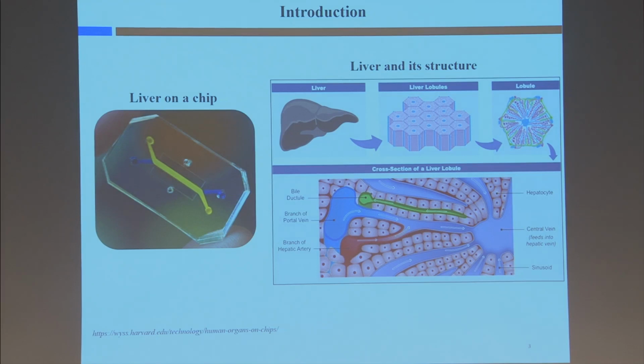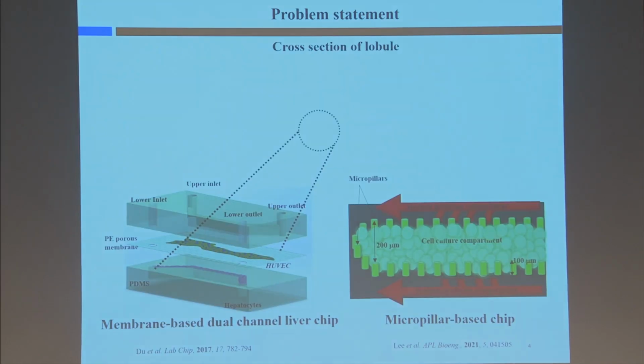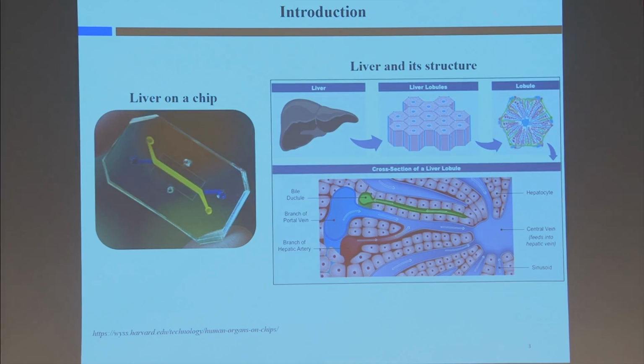Inspired by the organ-on-a-chip platform, liver-on-a-chip can be a better alternative to the animal models and the conventional models, because the liver plays the main important role in drug metabolism. So if we closely look at the structure of the liver, we can see that the liver is made up of thousands of lobules.